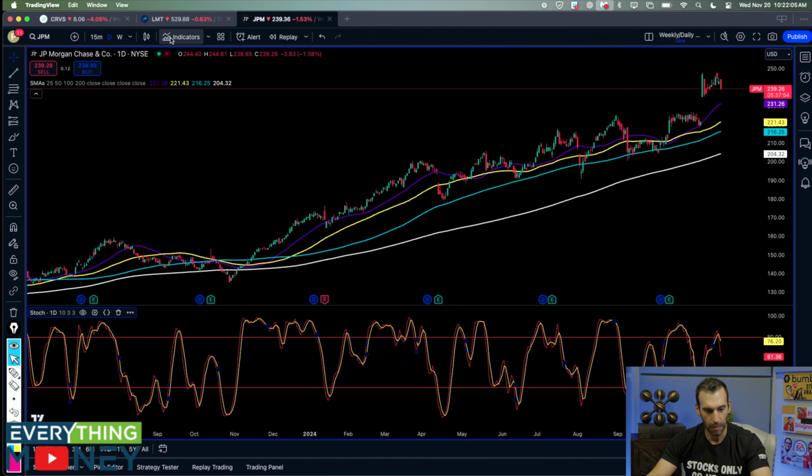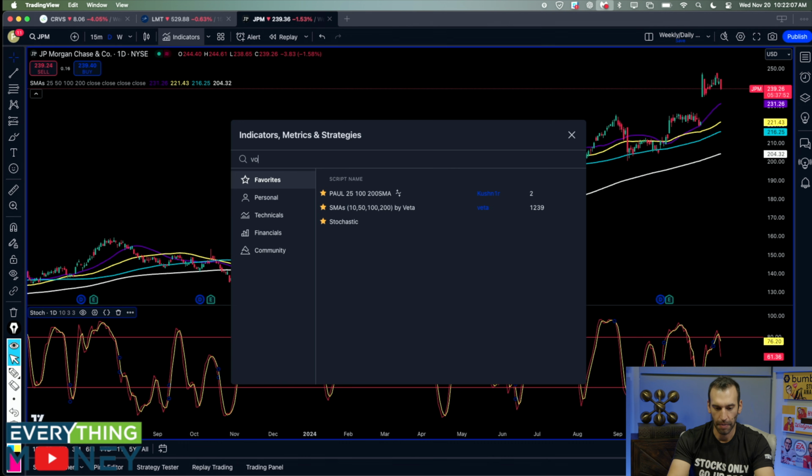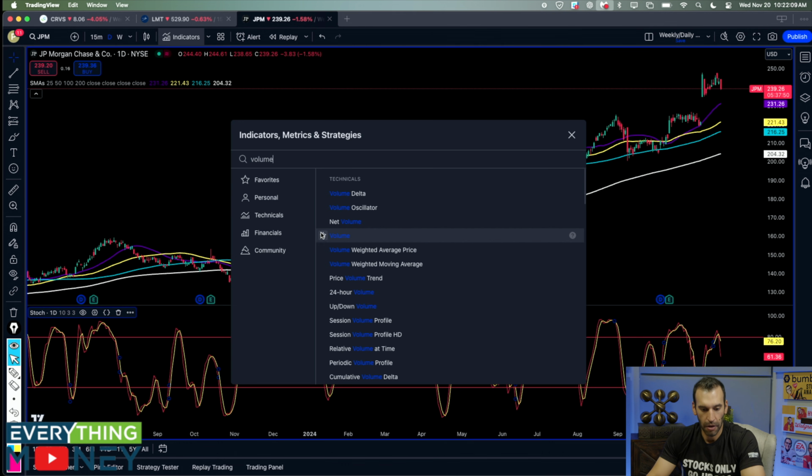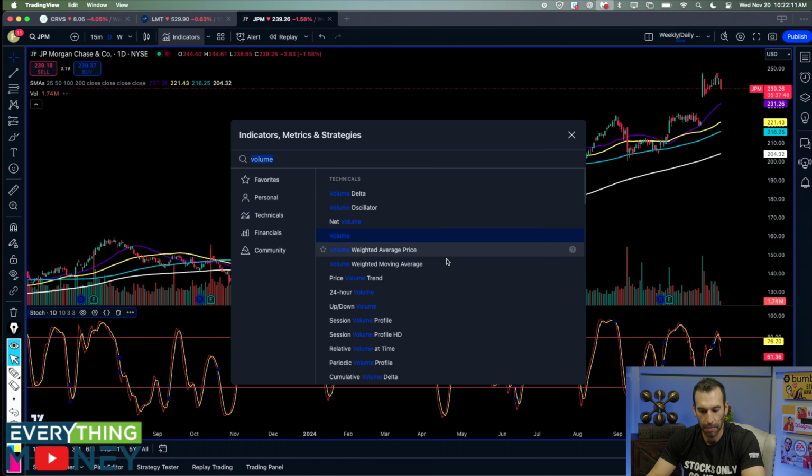So you're going to come here, and you're going to type in volume. Volume, just go to volume, and you're going to pull up the volume. What is the volume? The volume is the gasoline that goes in the car. The volume is the gasoline to the market. If you don't have volume, stocks are not going to go anywhere. This tells you how much is being bought or sold in any given day.